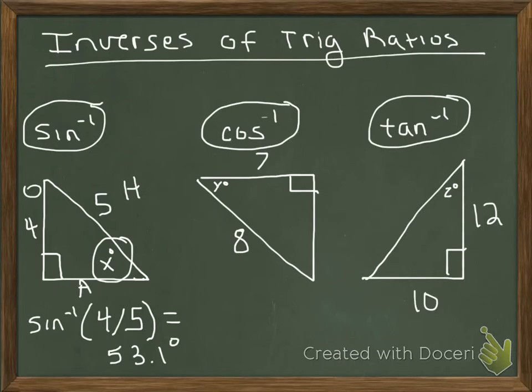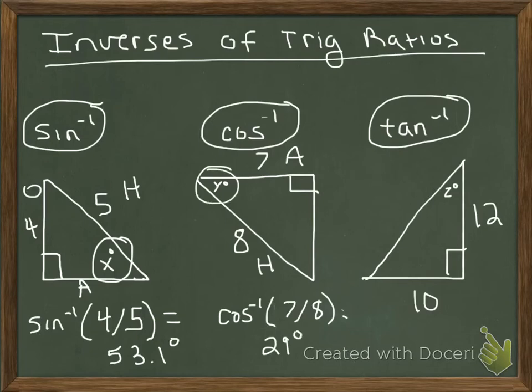Now look at cosine. For cosine, we're going to do the same thing, except this time you use cosine -1, or the inverse of cosine. You hit second cosine to bring up cosine -1, parentheses, and then you put in the adjacent over the hypotenuse. 7 divided by 8, close the parentheses, and you get 28.95, so we're just going to round that to 29 degrees. And that's your answer for Y.